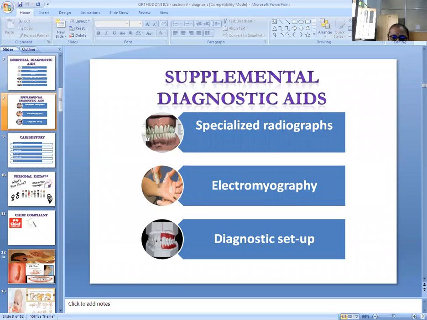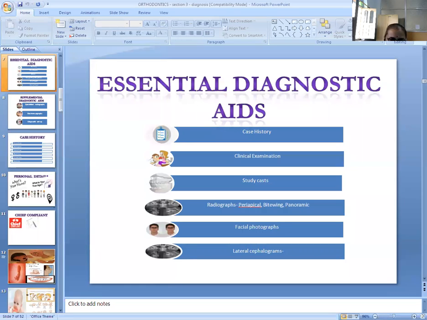This is a question of SAQ: enumerate essential diagnostic aids, or enumerate diagnostic aids. So when these types of questions come in your theory exam, you will have to mention both the diagnostic aids, essential as well as supplemental.